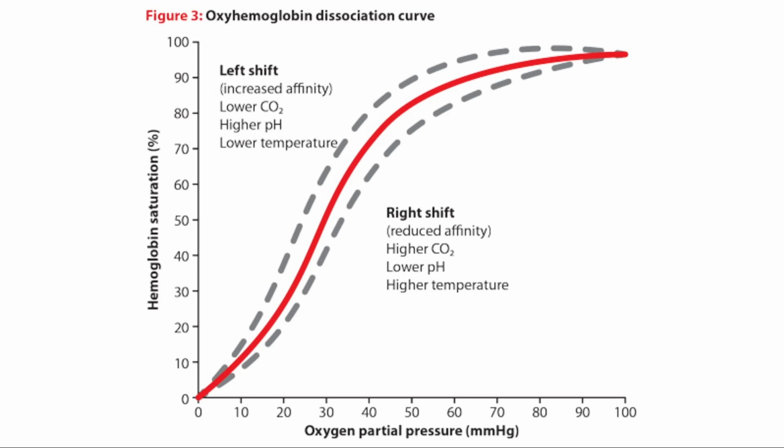There will be a reduced affinity, meaning that the hemoglobin is less likely to hold onto oxygen at higher CO2 concentrations, lower pHs, so when we're more acidic, and higher temperatures. I like to remember that as when we're exercising. We've got a lower pH because of that lactic acid buildup, and we've got a higher temperature because we're just exerting ourselves. Muscles produce heat.